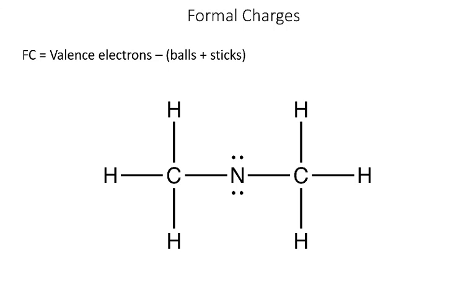All right, so all my hydrogens have 1 bond, so they all have a formal charge of 0. Both of the carbons have 4 bonds, no lone pairs, so I know they're going to have a formal charge of 0. And when I look at the nitrogen, nitrogen has 5 valence electrons. There are 4 balls, 2 sticks, so 5 minus 6 is -1. So nitrogen has a negative formal charge.